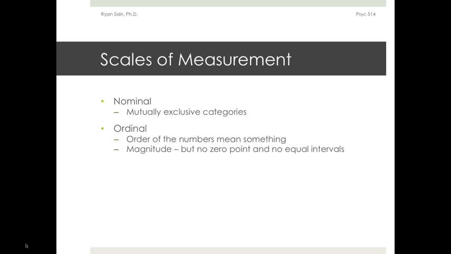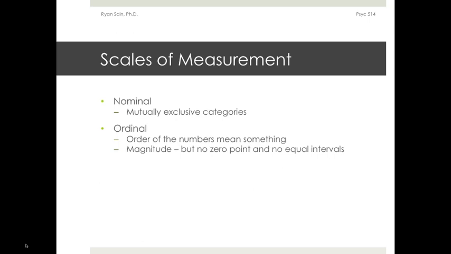So a good example of an ordinal scale is a Likert type scale, right? So where you've got 1, 2, 3, 4, 5, 6, 7 or something like that, and the order means something, but there's no true 0 point there, right? Then it doesn't matter what number you use. You could put a 0 in the middle and it still doesn't make any sense, right?